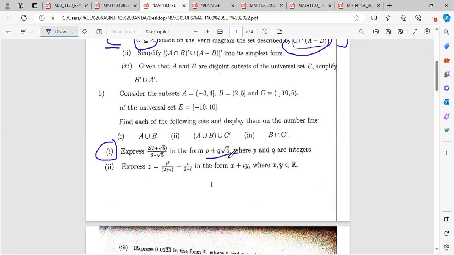So what are we going to do there? In this question, they're simply telling us to rationalize this denominator. To express this in this form, we have to rationalize the denominator here. And how do we rationalize the denominator? We simply multiply the denominator by its conjugate, and then again on top we multiply by the conjugate of the denominator. So we have 2, 3 plus root of 5, then 3 minus root of 5 down there.